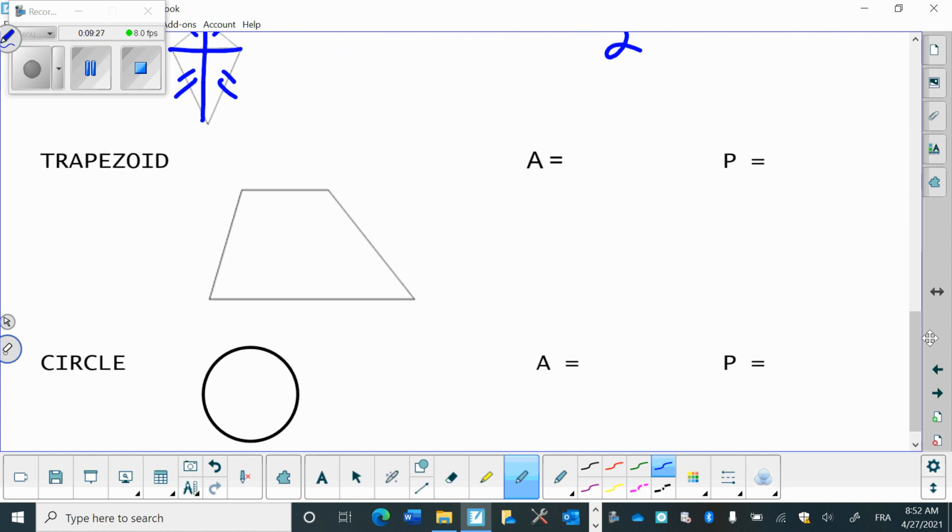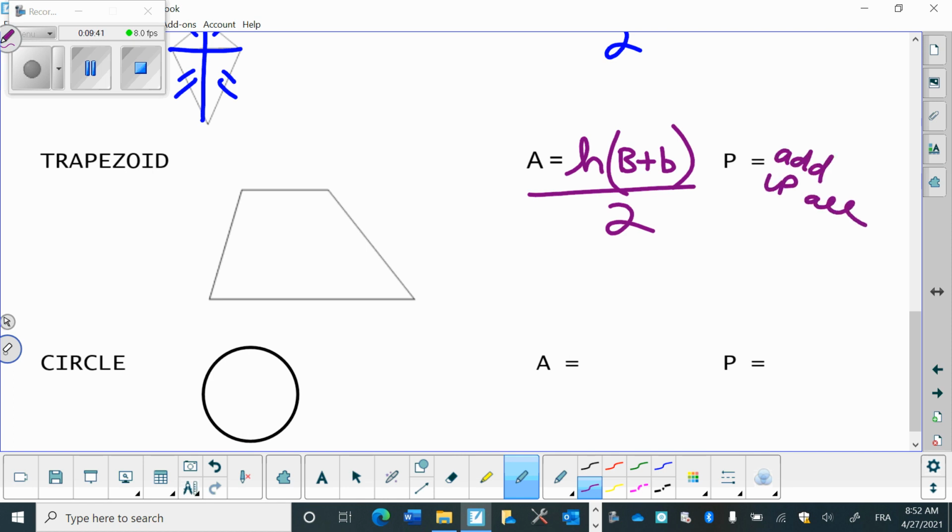Then you have your trapezoid formula, which is your height times base plus base, a shorter one and a longer one, divided by 2. Again, here add up all 4 sides for your perimeter. And let's label your height and your base. So once again, your height has to be given to you at 90 degrees. And your longer base is from here to here, and your shorter base from there to there. Now you know which ones are your bases because they are your parallel lines.